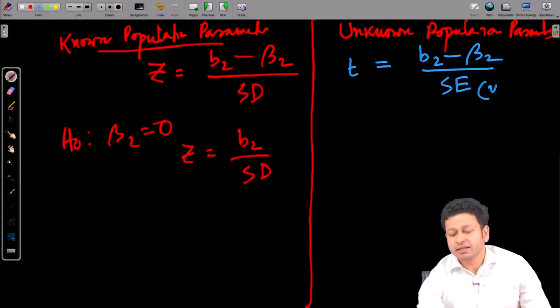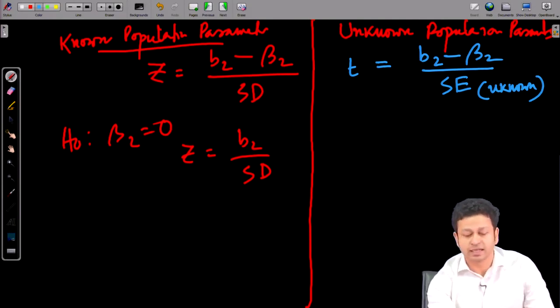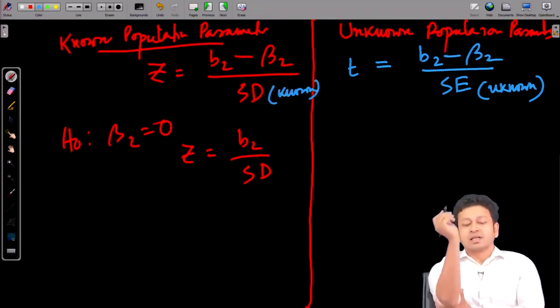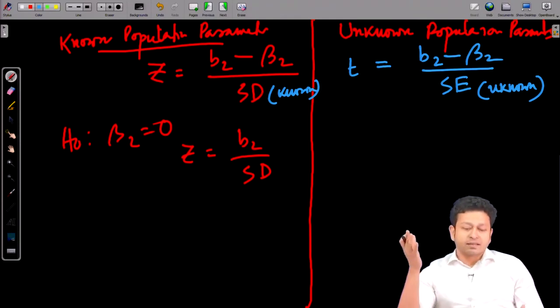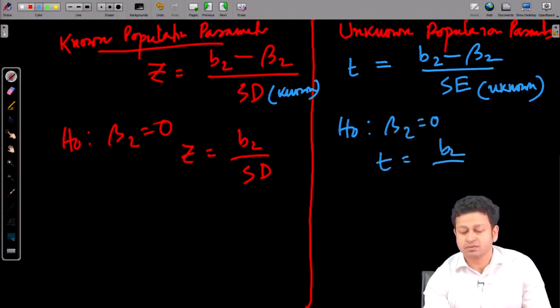essentially you can write the unknown. You essentially estimate it from the sample. Here also it is a standard error, but it is a known one. We'll talk about standard error. The remaining, so here, once your H naught is beta 2 equal to 0, your T statistic is going to be beta 2 by SE unknown.